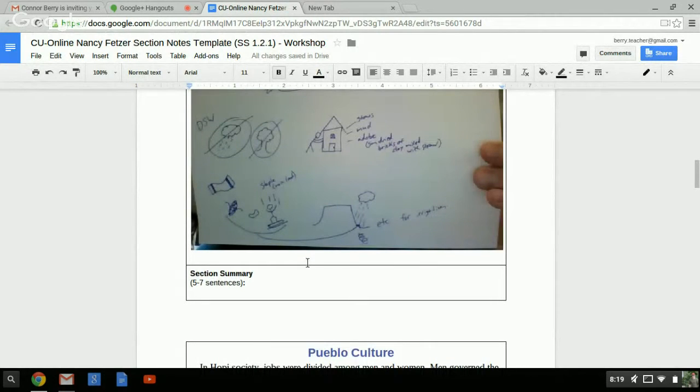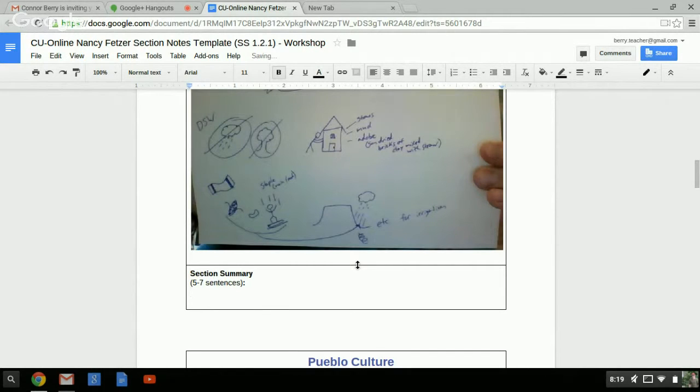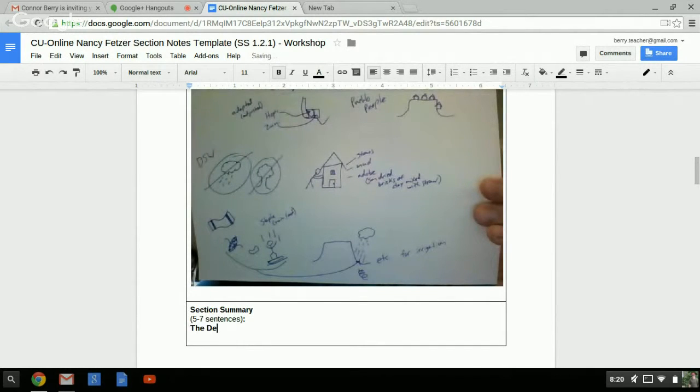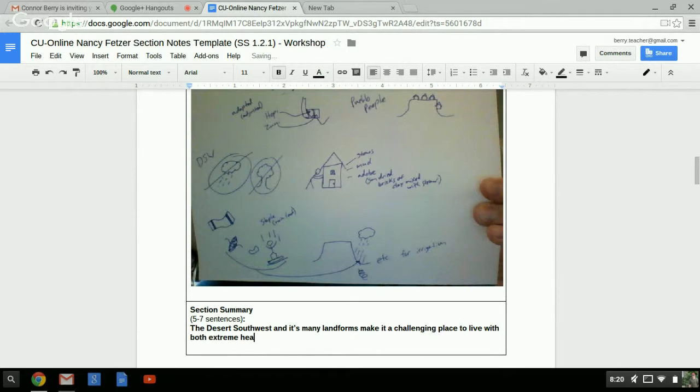So now I scroll down just a bit, and now it says section summary, 5 to 7 sentences. So here we go. Now I just go through and I write exactly what we were doing before. So the desert Southwest and its many landforms make it a challenging place to live with. Now I'm taking those first 2 sentences and making them one. Challenging place to live with both extreme heat and cold. There we go. That's 1.